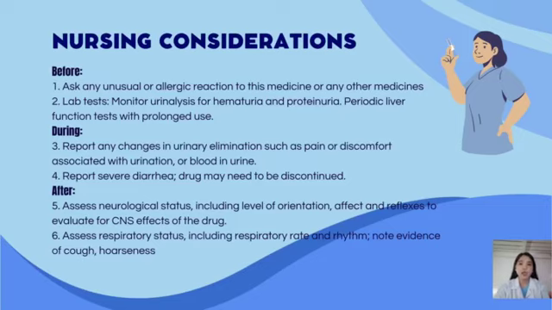After that, we should assess neurological status including level of orientation, reflexes and the patient's affect. We should also evaluate for CNS effects of the drug. We should also assess respiratory status, including respiratory rate and rhythm, and note evidence of cough and hoarseness.